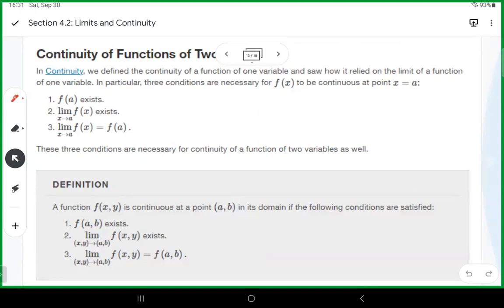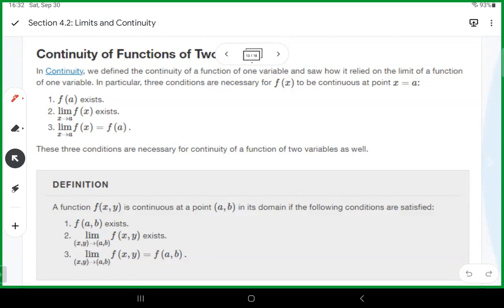And third, the limit of f of x as x approaches a has to be equal to f of a. So these 3 conditions are necessary for continuity of a function of 2 variables as well. So again, we have a function f of x y. It is continuous at a point a b in its domain if the following conditions are satisfied.